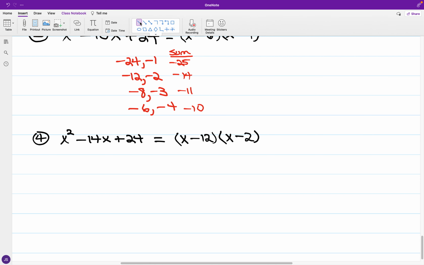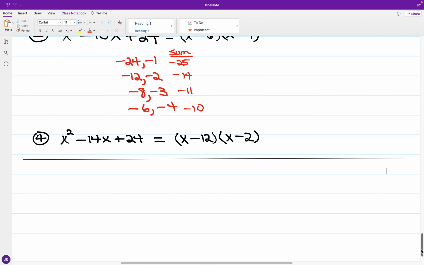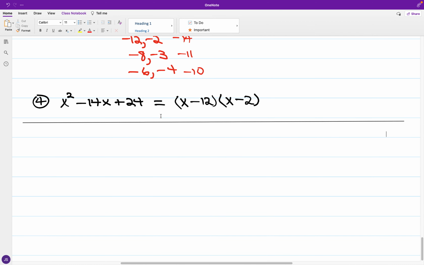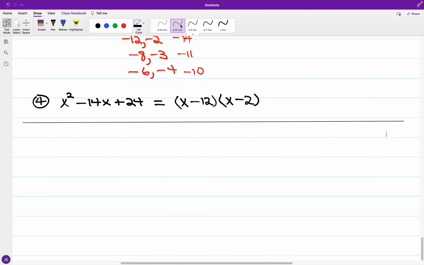Okay, now for what we have for trinomials where the leading term has a higher coefficient, and many such items will involve what is regarded as factoring by grouping.